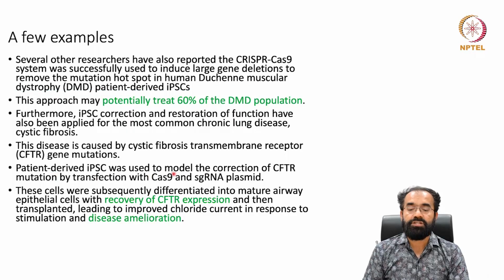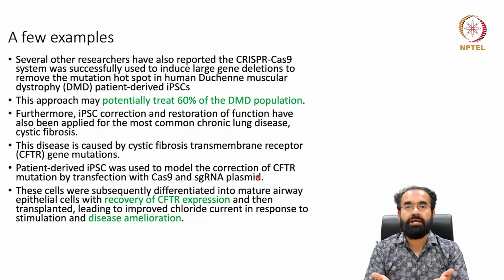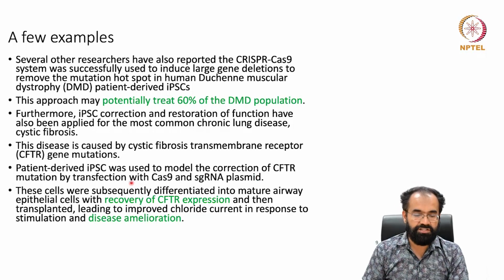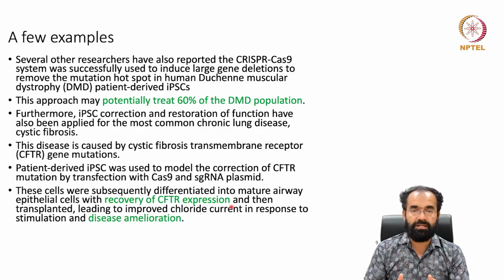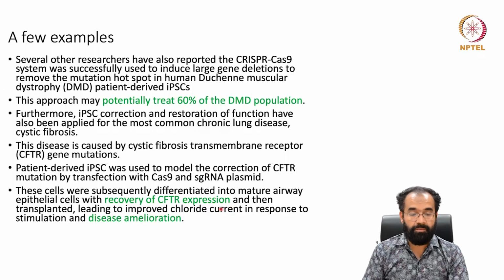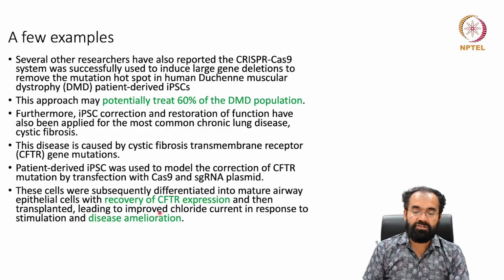Patient-derived iPSCs were used to model the correction of the CFTR mutation by transfection with Cas9 and sgRNA plasmid. You put them in together and the HDR can recombine and fix the mutation. These cells were subsequently differentiated into mature airway epithelial cells with recovery of CFTR expression. So you can make them into cells of the airway epithelium and transplant them, leading to improved chloride current in response to stimulation and disease amelioration.